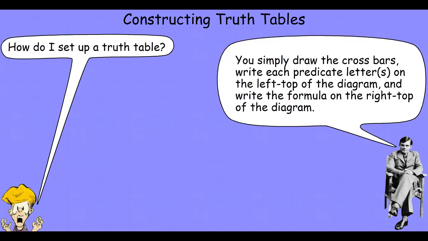So we're going to start off by drawing crosshairs. Divide up into 4 sections here. On the top part, we'll put the individual constitutive letters for the simple statements. On the top right-hand side, we'll put our formulas. We'll put our guide columns here and our truth values for the formula here.